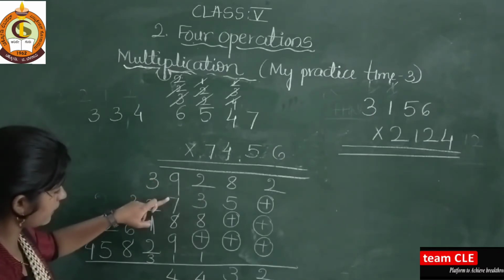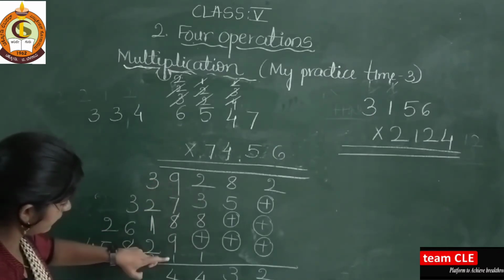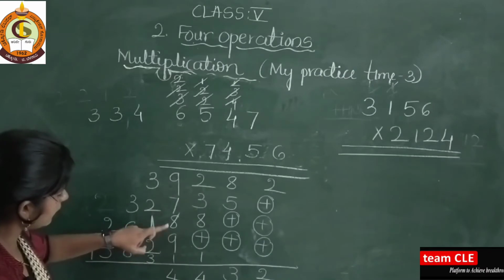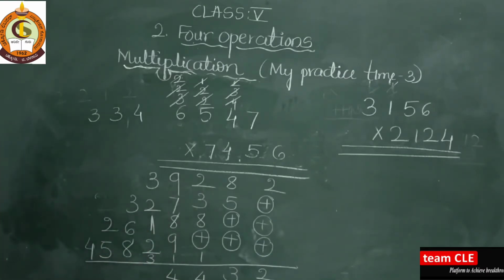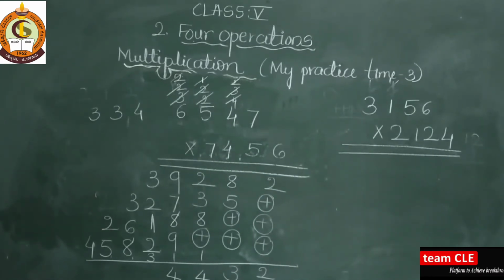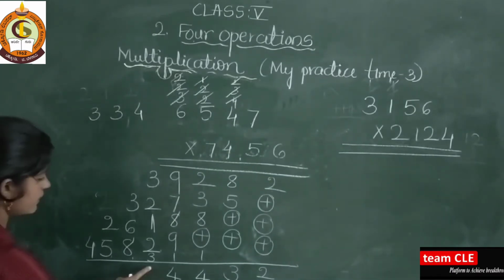9 plus 7 is, see here, 9, 10, 19. 19 plus 8 is, how much? 27. 27 plus 7 is 34. Yes, see here. Then I got the answer here as 34.